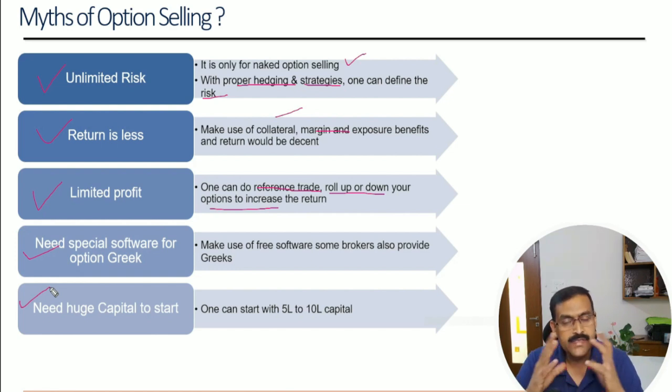Need huge capital to start the option selling? You may not need a very huge capital to start the option selling. You do need around 5 to 10 lakh capital, and half of it can come from any of your investments such as stocks, mutual funds, or bonds, etc. You can use them as a collateral and start trading.